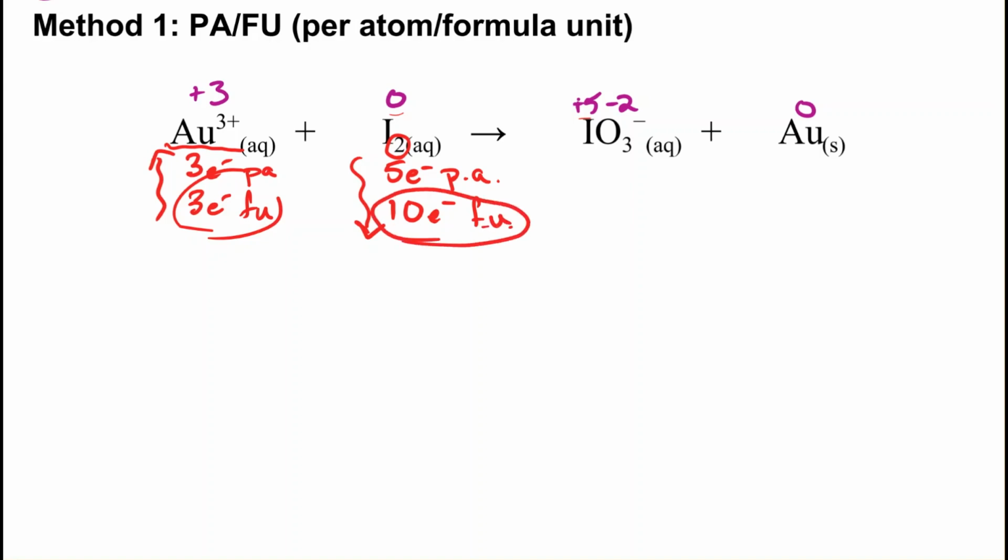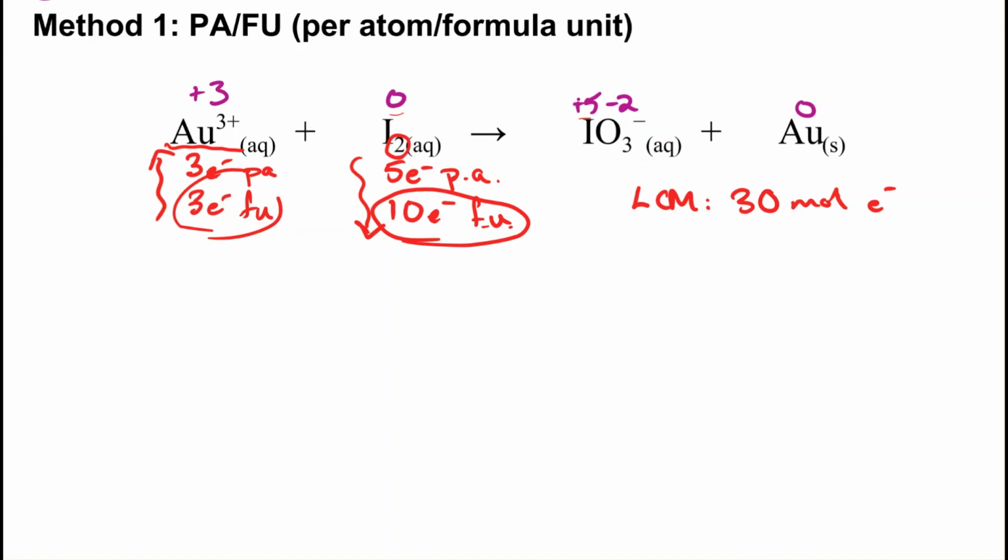So, what is the lowest common multiple between 3 and 10? Well, 3s can make 3, 6, 9, 12, 15, and so on, but they can also make 30. 10s can only make 10, 20, 30. So our lowest common multiple is 30 moles of electrons. So this reaction is going to transfer 30 moles of electrons.